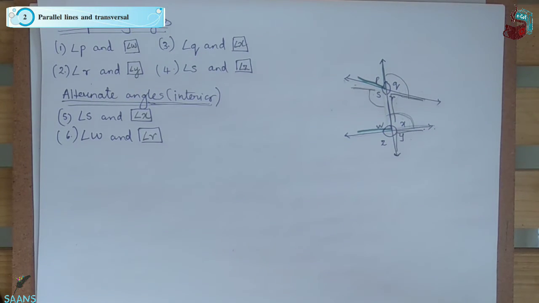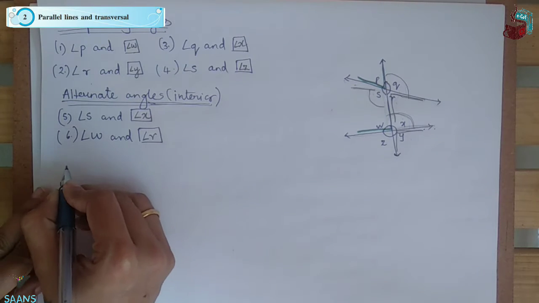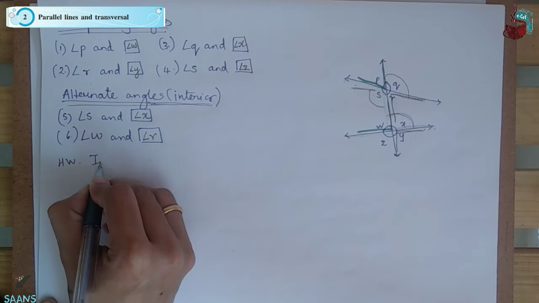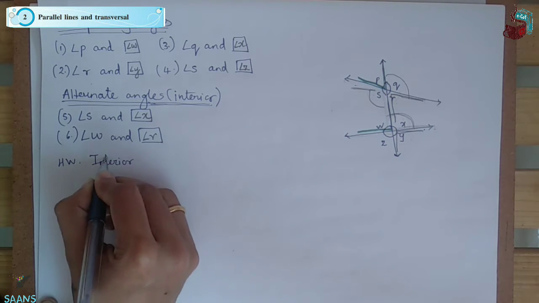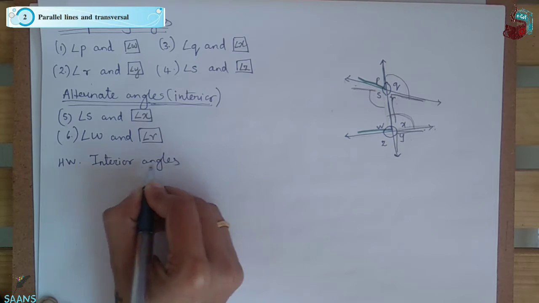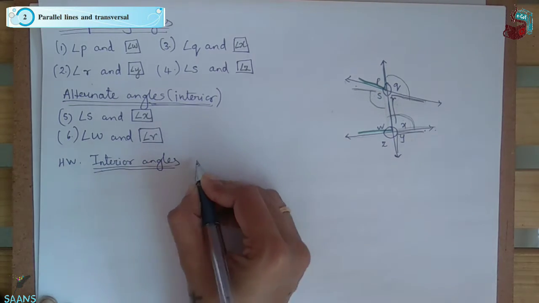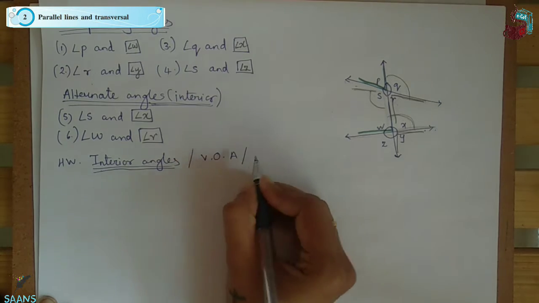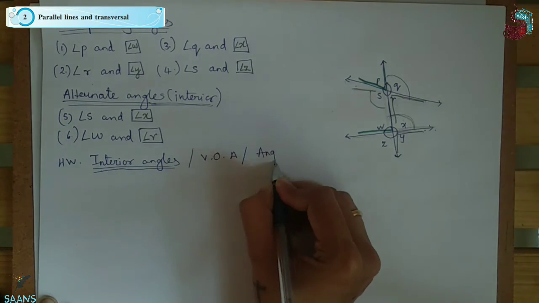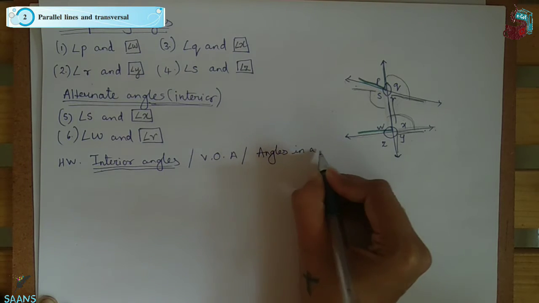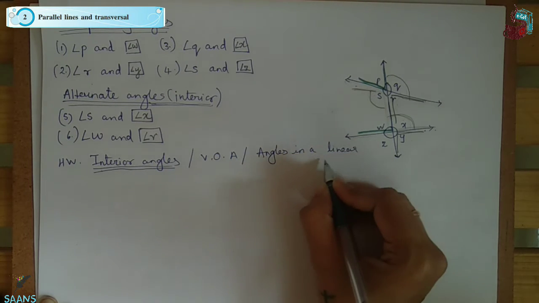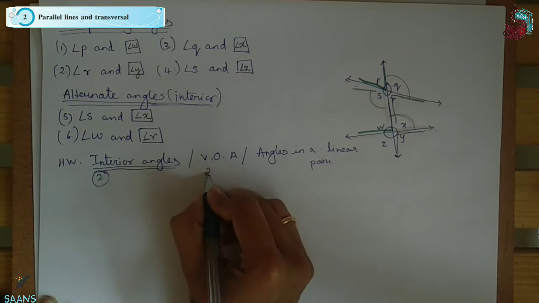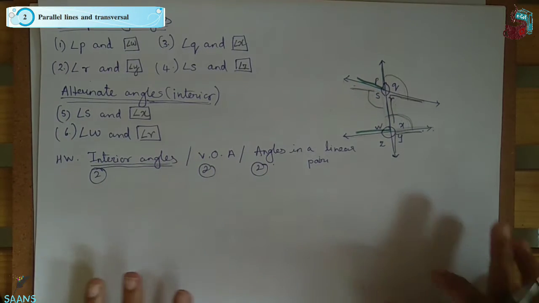Now you have to do for this, you have to find two pairs each of interior angles with relation, you have to write. Interior angles you have to find. Then you have to find vertically opposite angles. Then you have to find angles in a linear pair. How many of each do you have to find? Two of each. Find 2 of this, 2 of this, 2 of this for this particular figure.